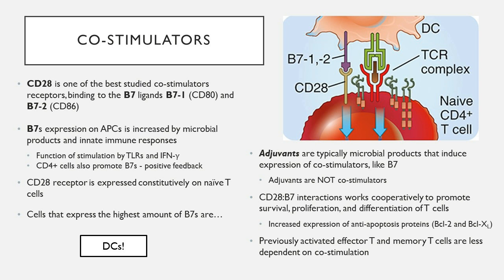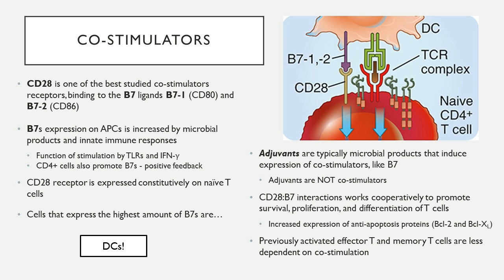Now, if you had to guess which antigen-presenting cell typically expresses the highest amount of B7s, if you got this wrong, you probably haven't been paying attention throughout the entire lecture, but if you had to guess, it's got to be dendritic cells, and you would be absolutely correct. It's one of the many reasons that makes them one of the most effective antigen-presenting cells.